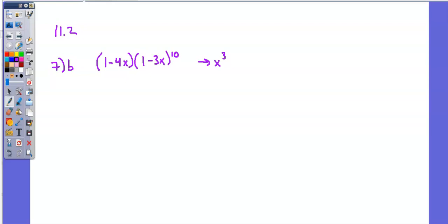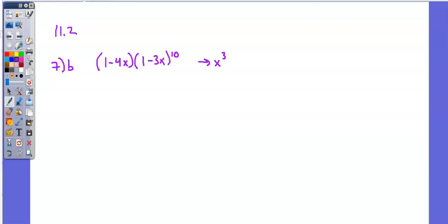We're going to work through an example of a binomial expansion application. I'm given the expression (1 - 4x)(1 - 3x)^10, and I need to find the coefficient of x^3.